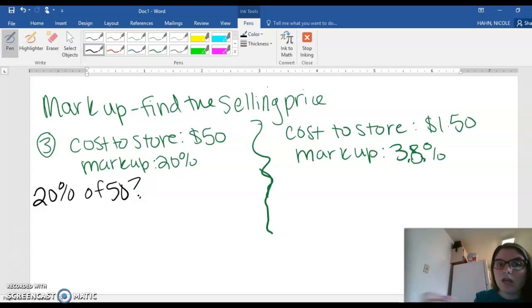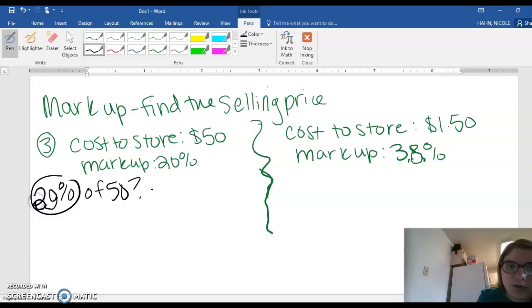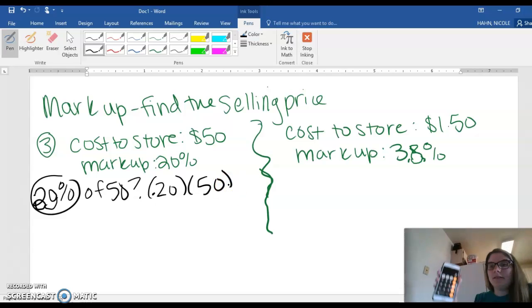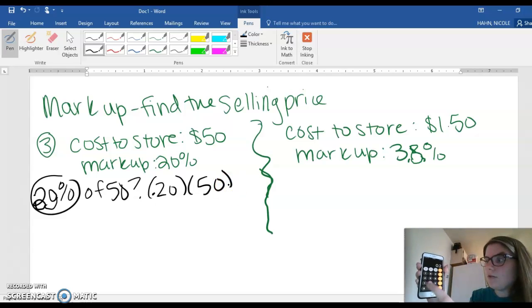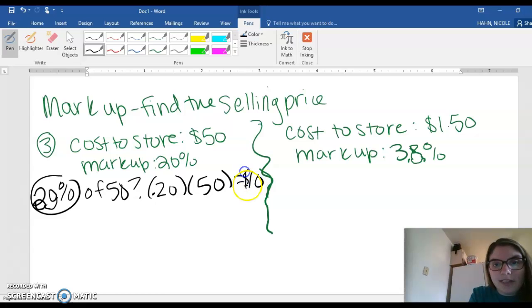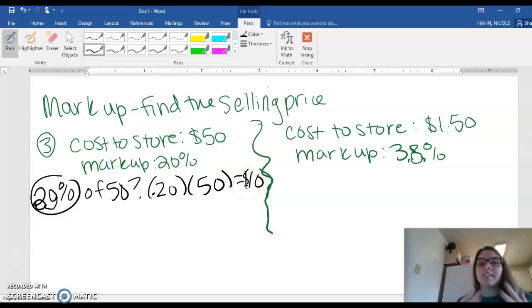Okay, so I'm going to take this, change it to a decimal, so I'm going to go 1, 2, so I'm going to have 0.20 times 50. Again, take a calculator. 0.20 times 50. That would give me 10. Okay, so I know that 20% of $50 is $10.